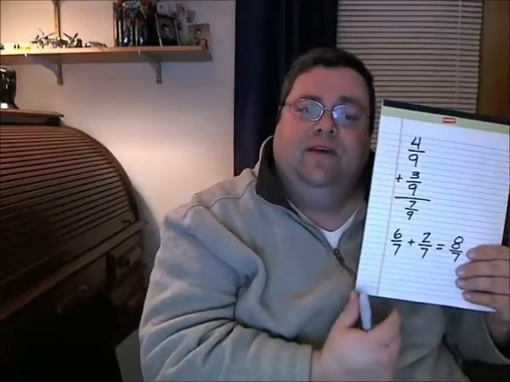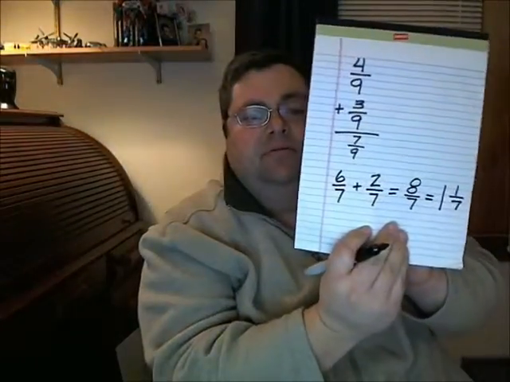How many times will 7 go into 8? Well, 7 will go into 8 one whole time. So that's where our whole number comes from, 1. With 1 piece left over, that becomes my new numerator, and then my denominator of 7, so 1 and 1 7th.